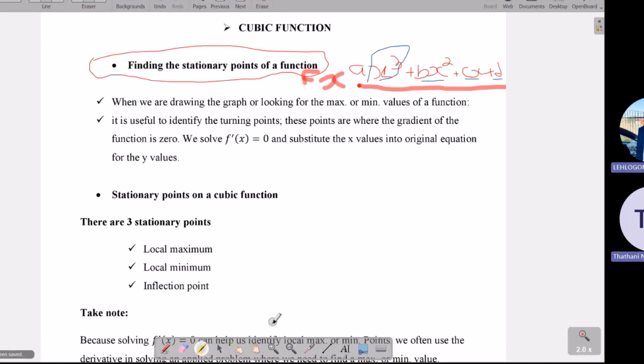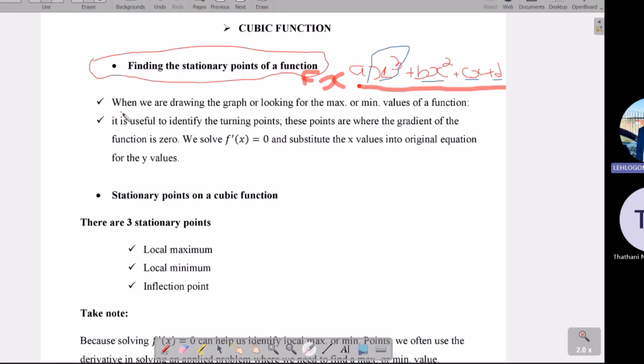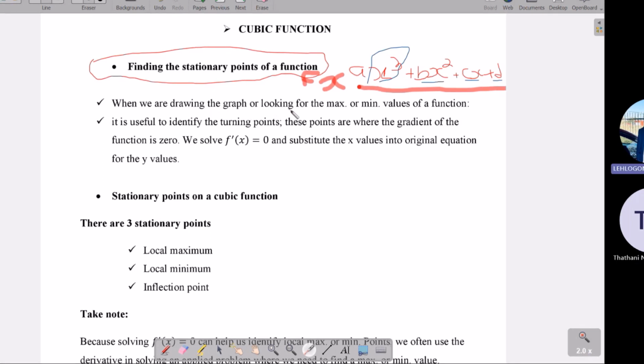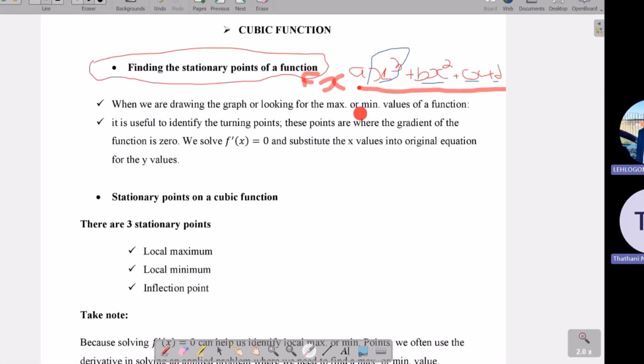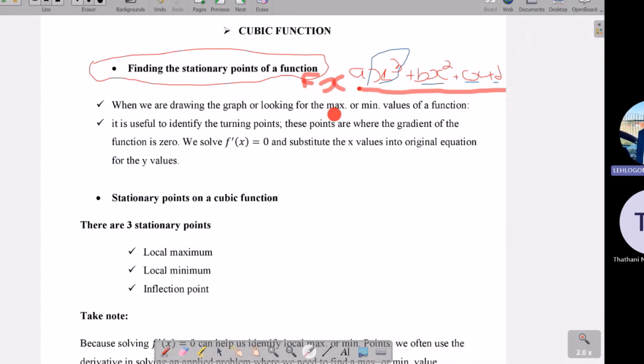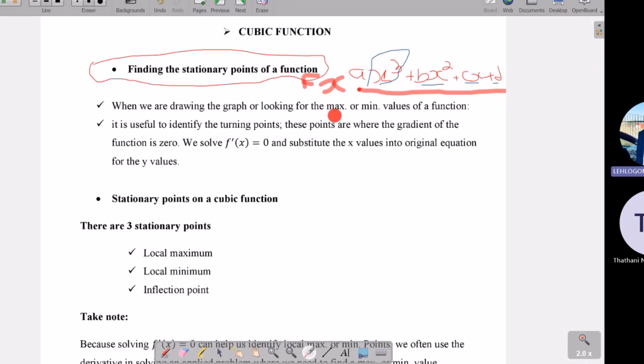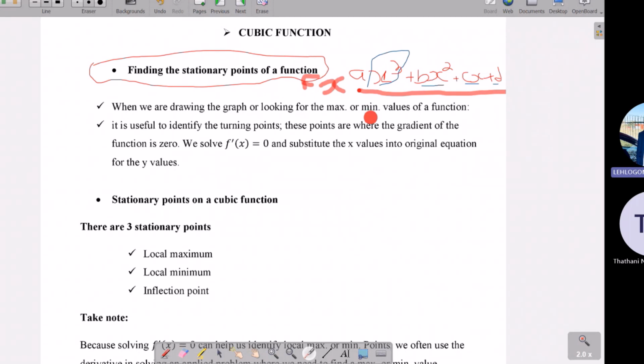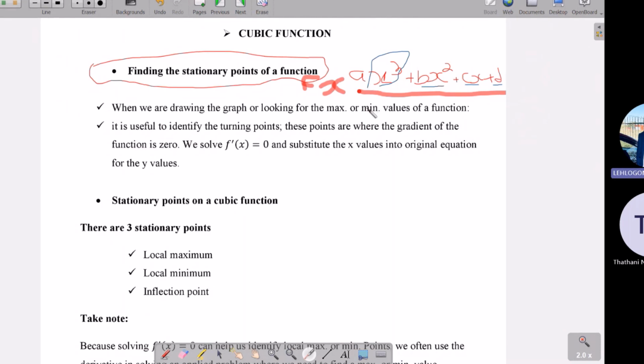Going further here, when we are drawing the graph or looking for the maximum or the minimum, remember, the maximum and the minimum are part of the turning points on the graph. So to determine the maximum, you must first find the x value of a turning point and then substitute it into the original equation, and then you will get the maximum. For the minimum, you also find the x value and substitute it into the original graph. This is the original graph, by the way. You substitute into the original graph, and then you'll get either the maximum or minimum, those values of the function.